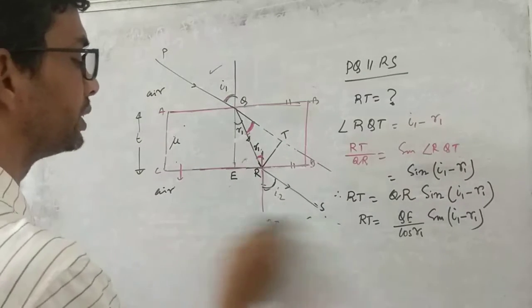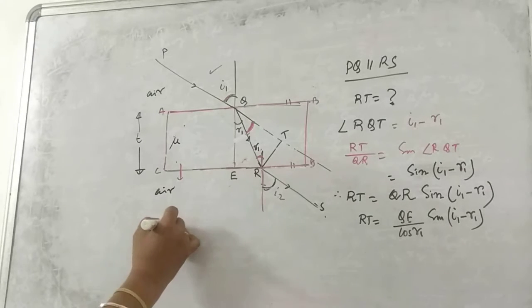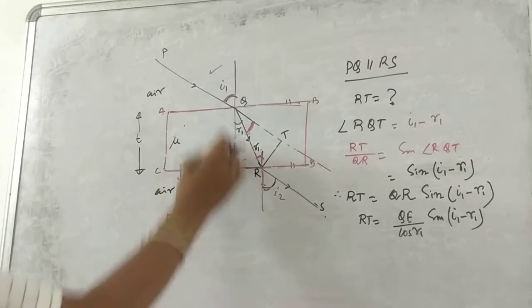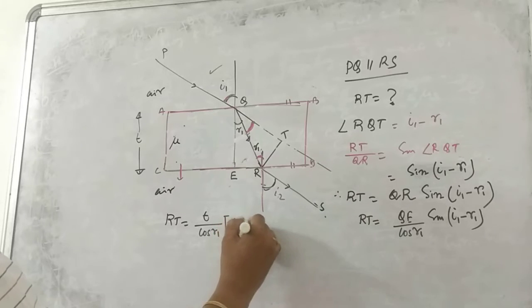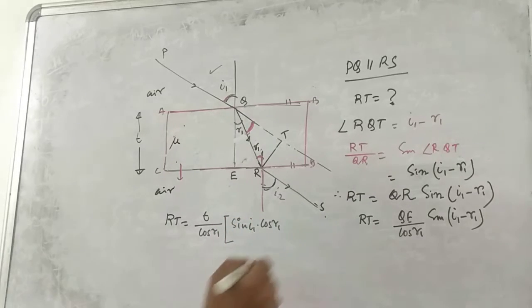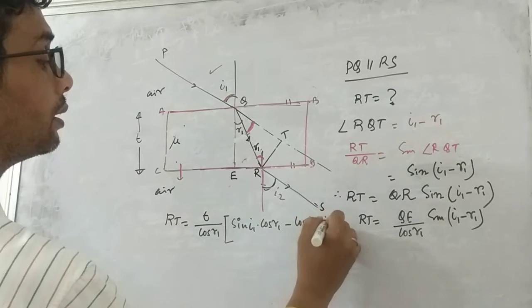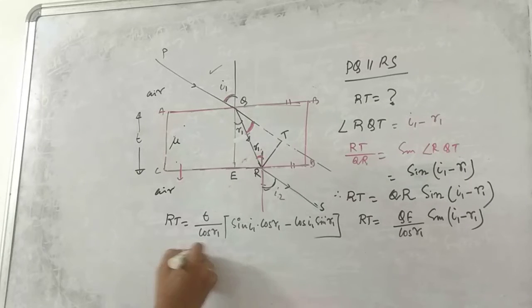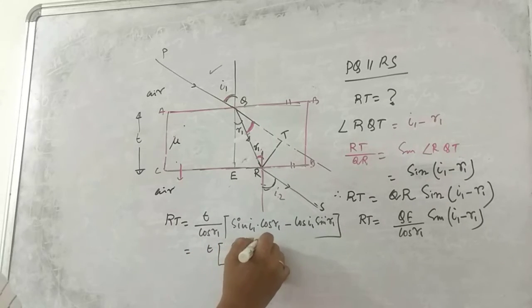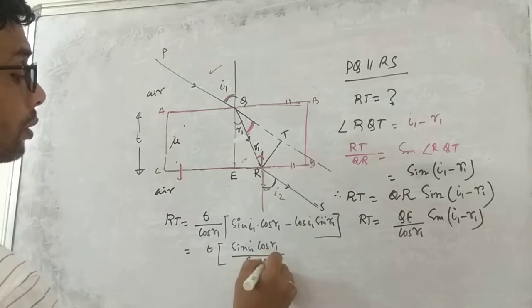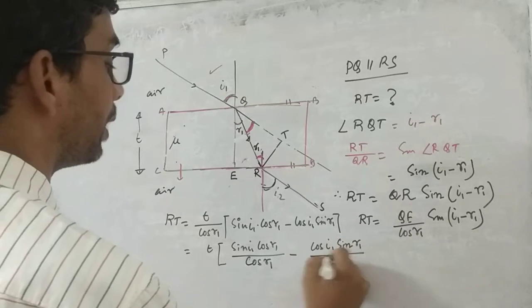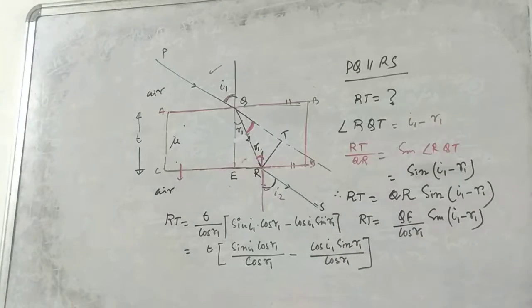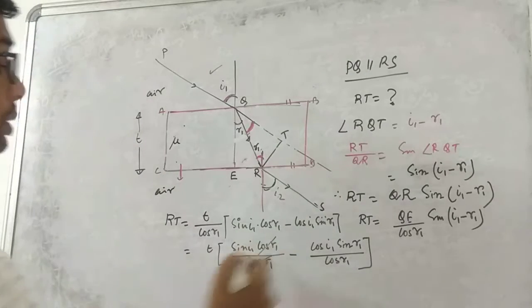Now, doing some calculations on the right hand side. RT is nothing but QE, what is QE? QE is t. So t by cos r1 and sine(A minus B) is sine A cos B minus cos A sine B. Okay, so t times sine i1 cos r1 by cos r1 minus cos i1 sine r1 by cos r1. Cancel cos r1, cos r1 from the first term.